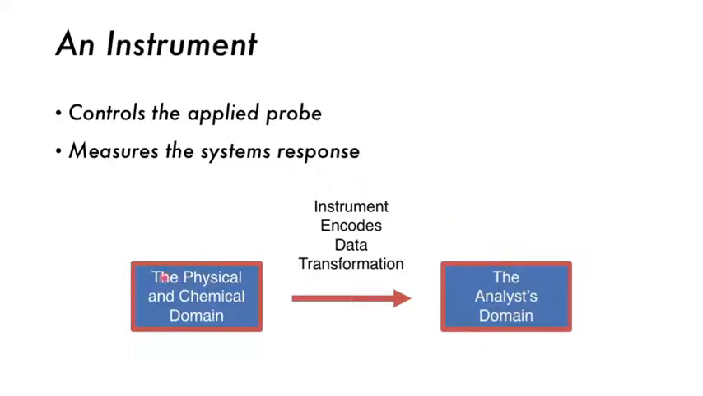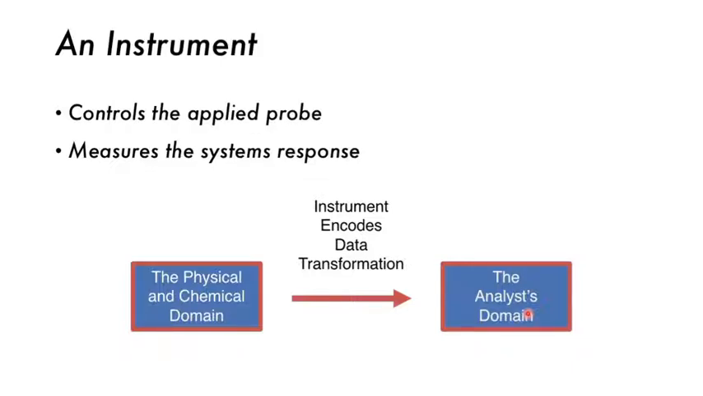And so the physical and chemical domain is where we have the absorption of light, for example, in our UV-vis measurement, or even the FTIR measurement. It's the same kind of general principle. The energy is being absorbed by the sample, and then we are measuring how that changes the measurement.